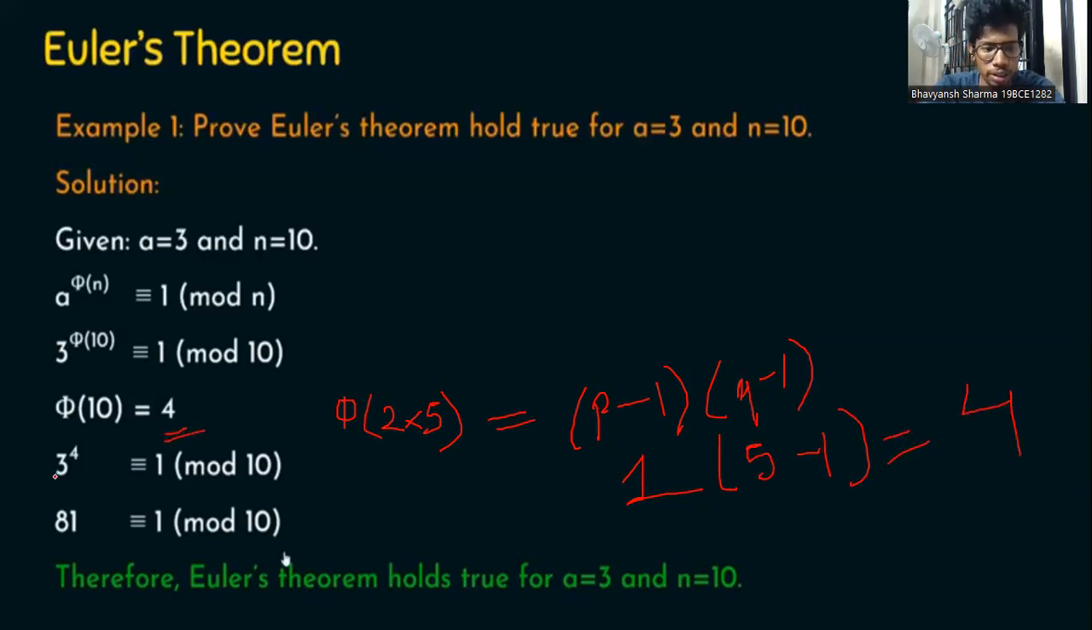Now solving it, 3 to the power 4 is 81, 9 into 9, 81. The modulus of 81 by 10 gives us 1. So the condition is satisfied. Hence, Euler's theorem holds true for a equal to 3 and n equal to 10.